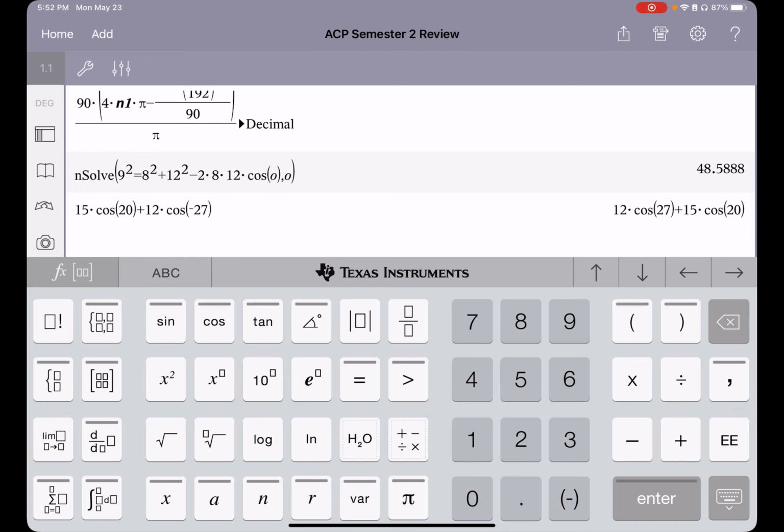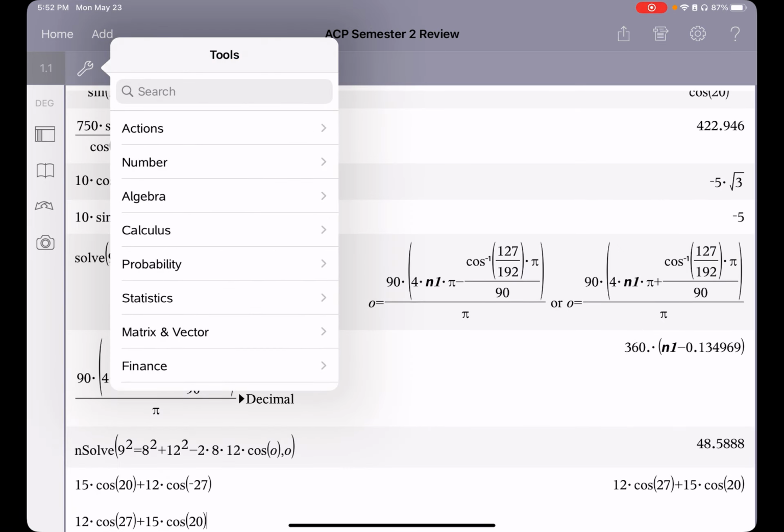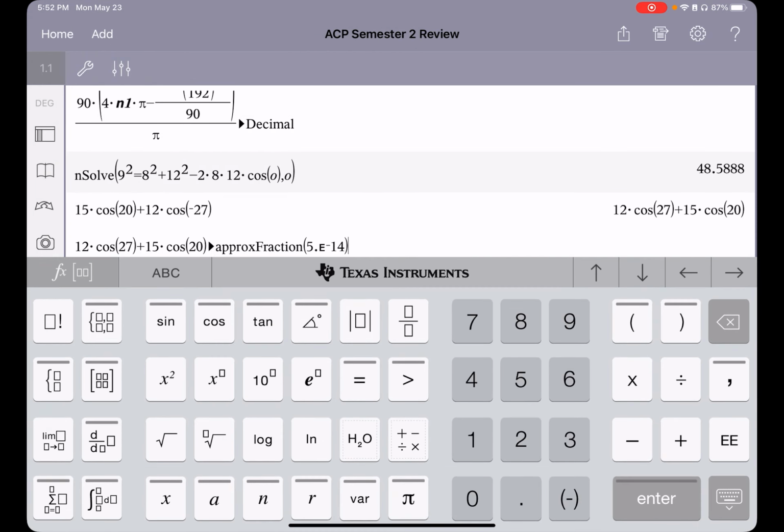Press enter. Oh my gosh, I'm gonna throw this stupid thing away. I'm kidding, I'm not. But it's so annoying. I should have figured this out before I started, but I was too late. Now I put approximate to fraction. Don't hate me. I'm almost done. I'm sorry.